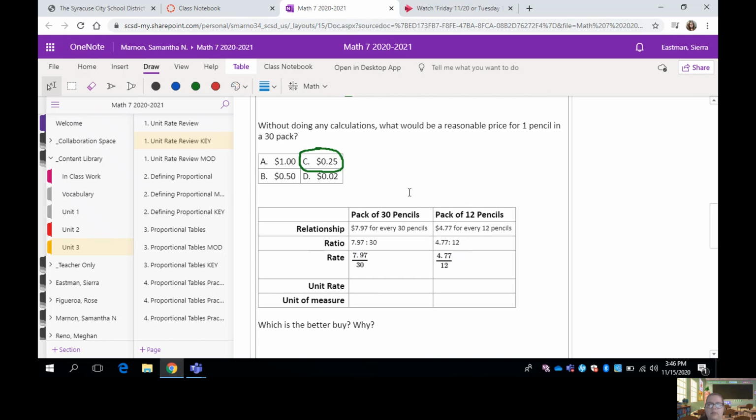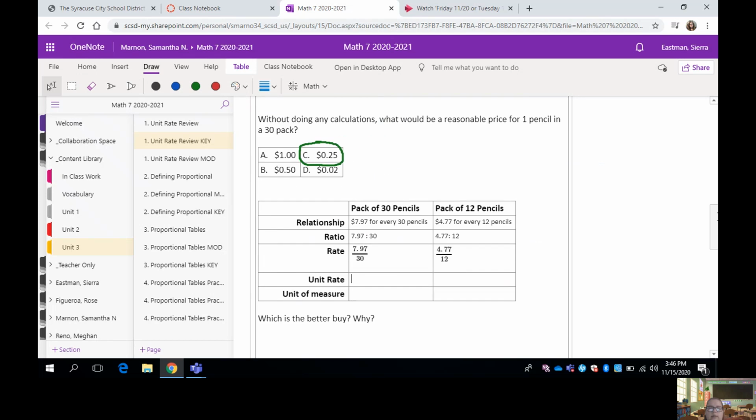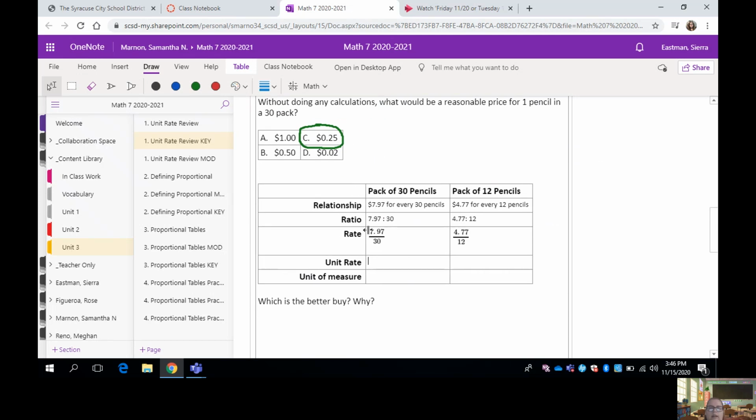But now if I was turning this into a unit rate, I need to figure out how much it's going to cost for only one pencil. If we go back to my vocab, the reason we need to do that is because a unit rate is a rate in which the second quantity is only for one unit. So we're going to have a cost of however much money, but my second quantity, my second thing in the relationship, needs to be only one for one pencil.